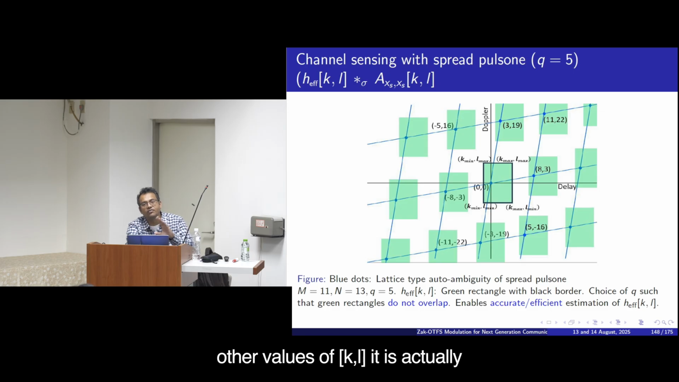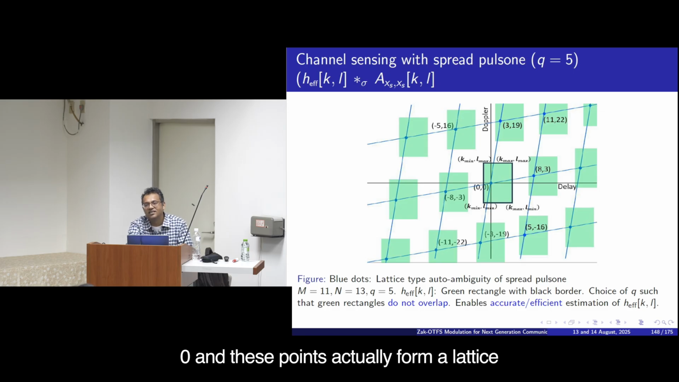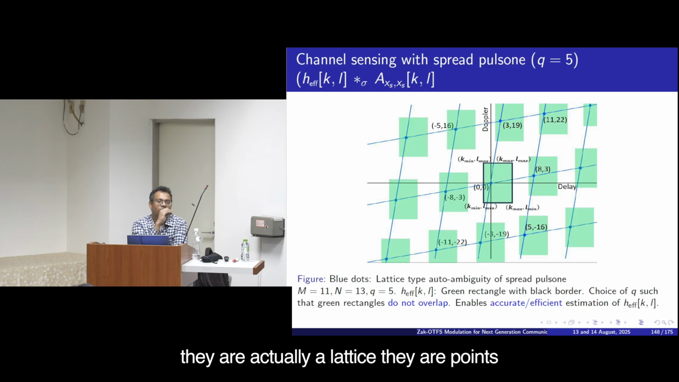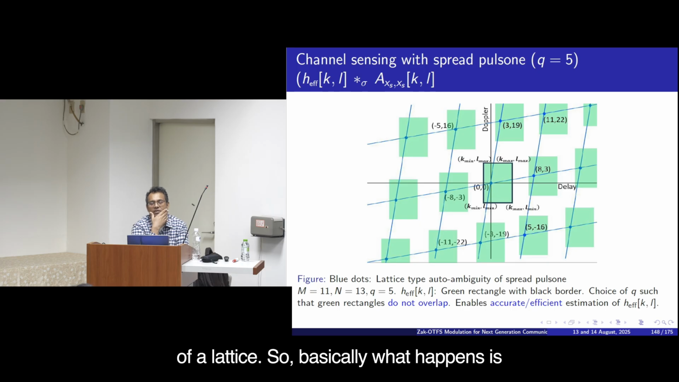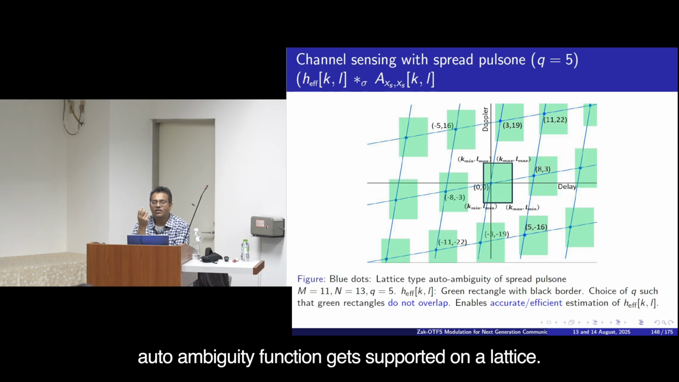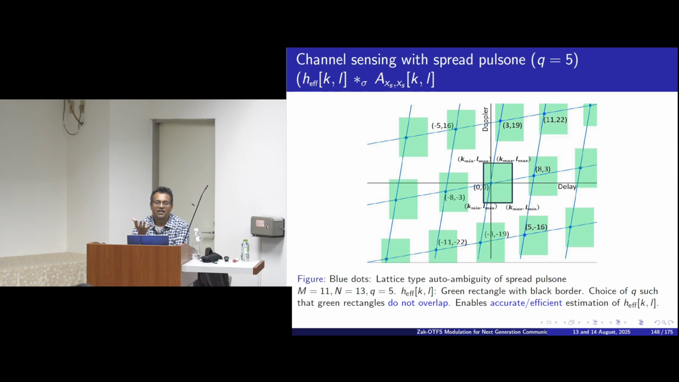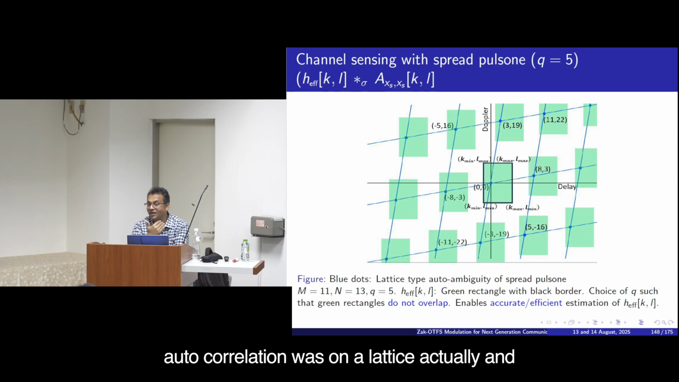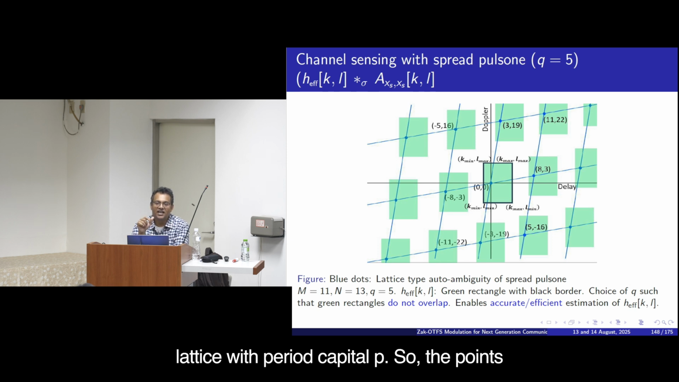For all other values of k, l, it is actually 0, and these points form a lattice. They are points of a lattice. So basically what happens is, if you use a Chirp filter, your auto ambiguity function gets supported on a lattice. Even for the Zak of Q, the autocorrelation was on a lattice, and the lattice was just the linear single-dimensional lattice with period capital P.